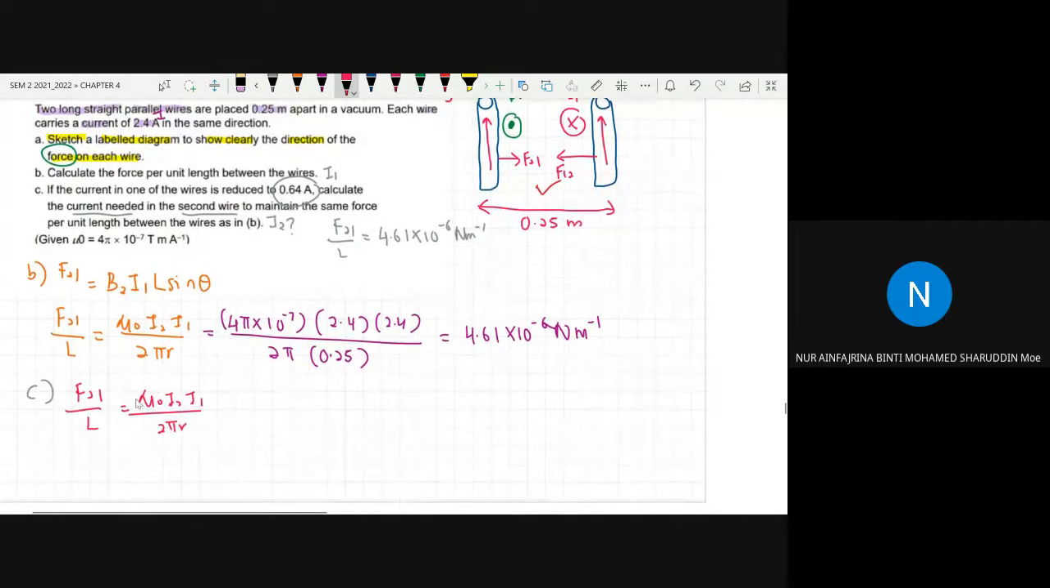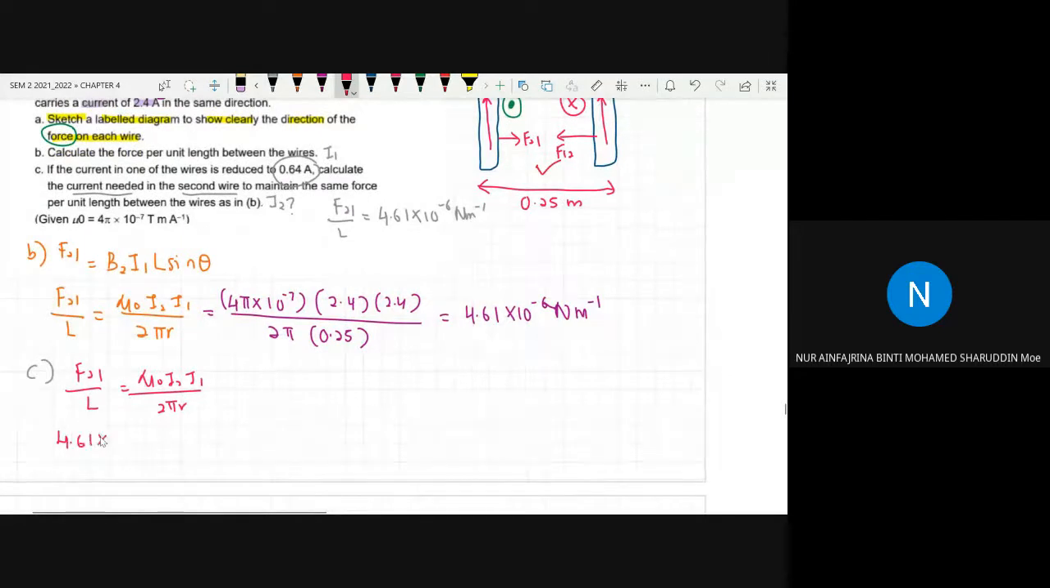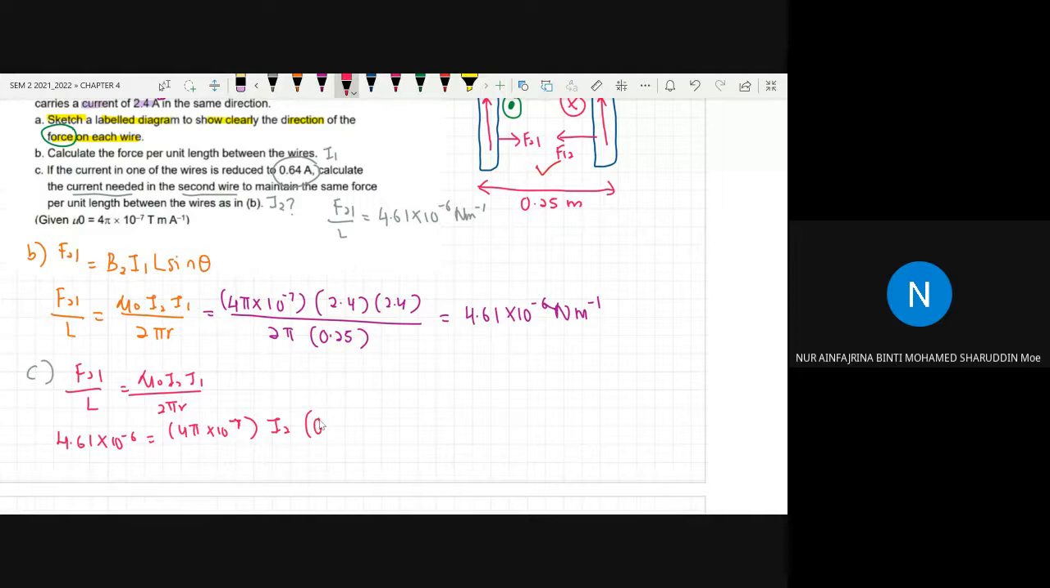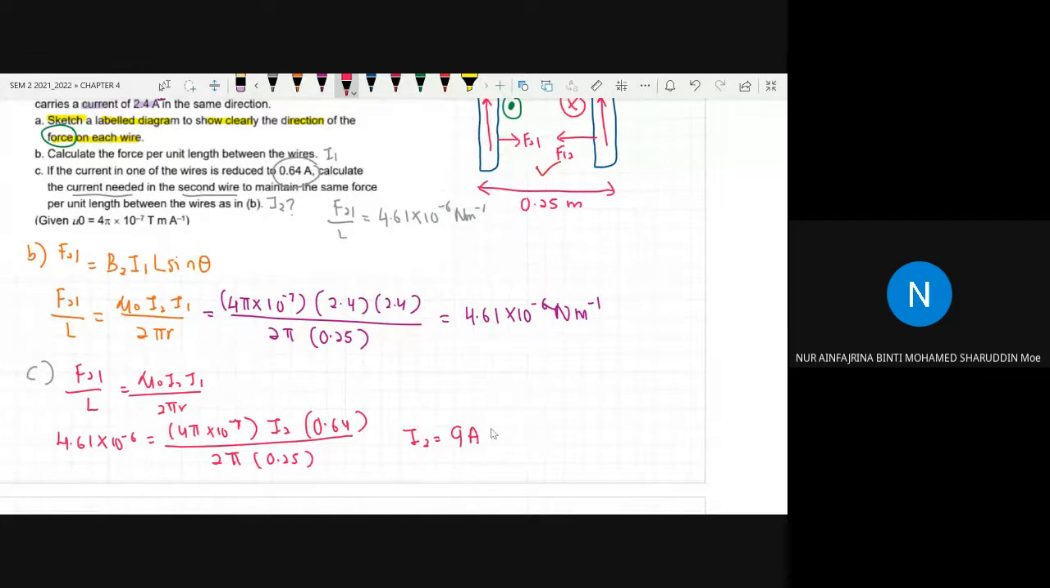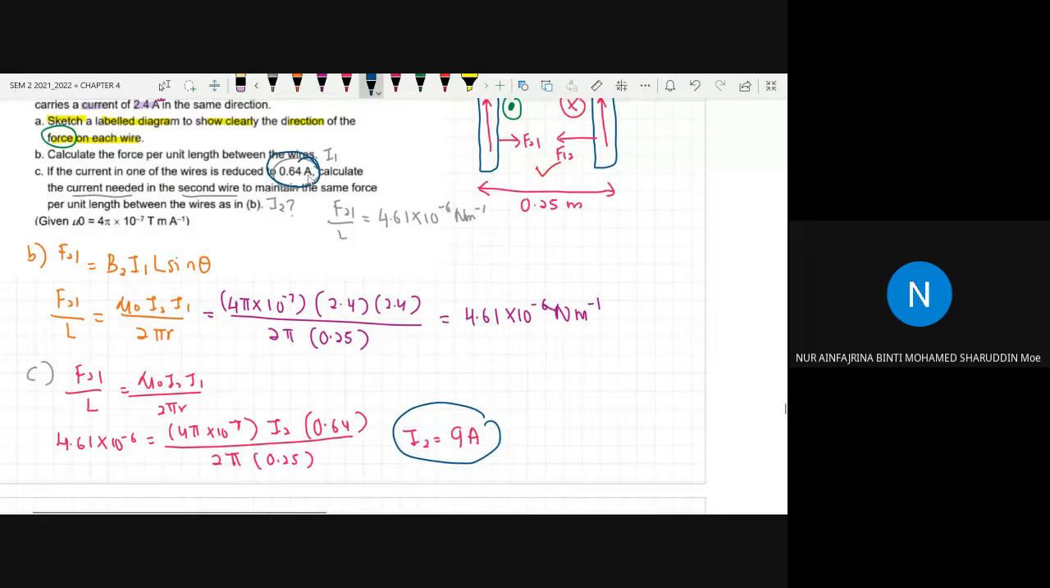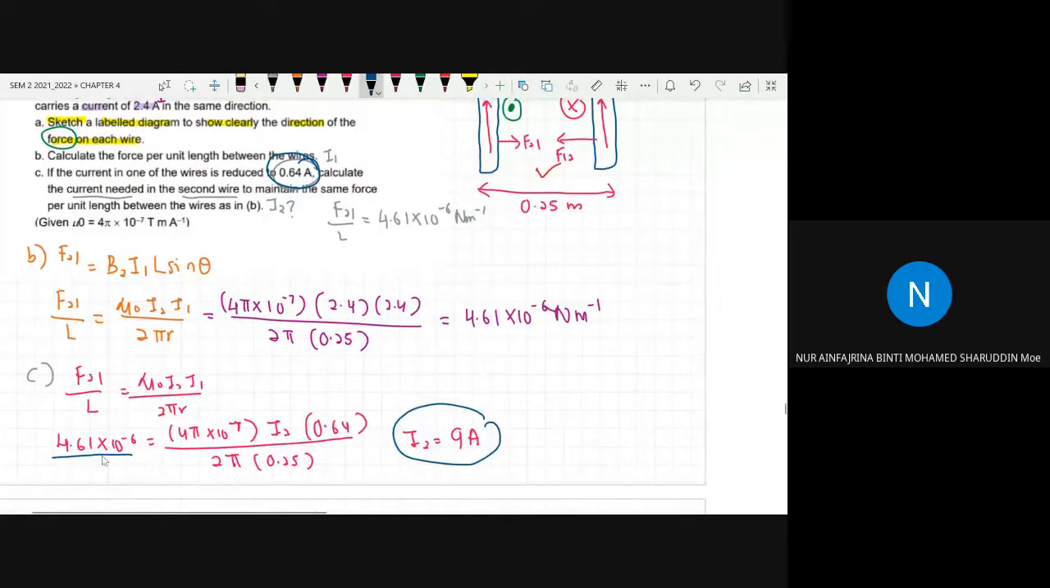Sekarang, dia punya force per unit length adalah masih sama. Okay, it's still the same. Okay, yang bezanya hanyalah awak punya current 1. Kita nak cari current 2. Current 1 kita adalah 0.64. And then 2 pi R kita adalah 0.25. So you tekan calculator, you akan dapat current 2 you 9 ampere. So when you have the current of 9 ampere dan juga 0.64 ampere current, untuk current 1 awak, wire 1, you will get the same force per unit length, which is 4.61 times 10 to the power of negative 6.